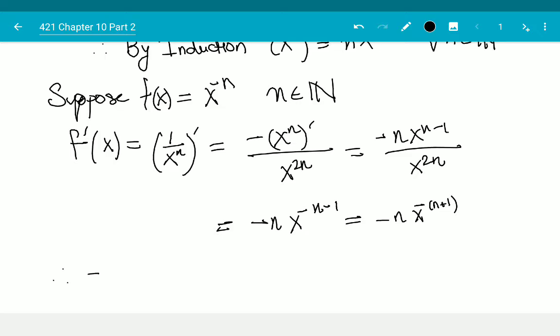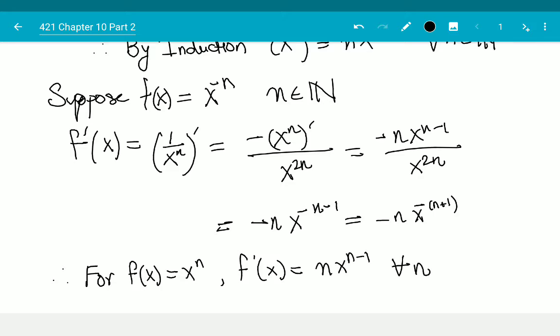Therefore, for f of x is equal to x to the n, f prime of x is equal to n x to the n minus 1 for every n in integers except 0. So I am saying all integers except n is equal to 0. Okay?